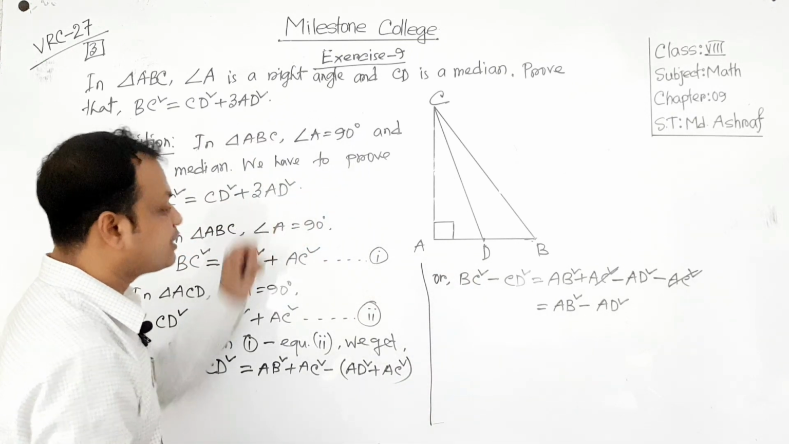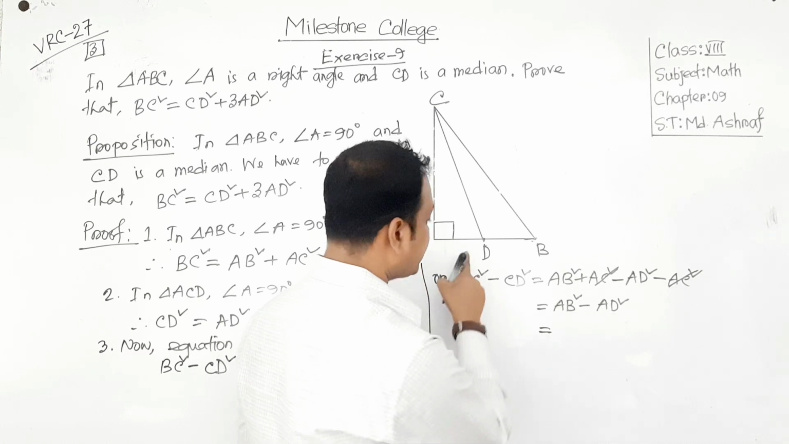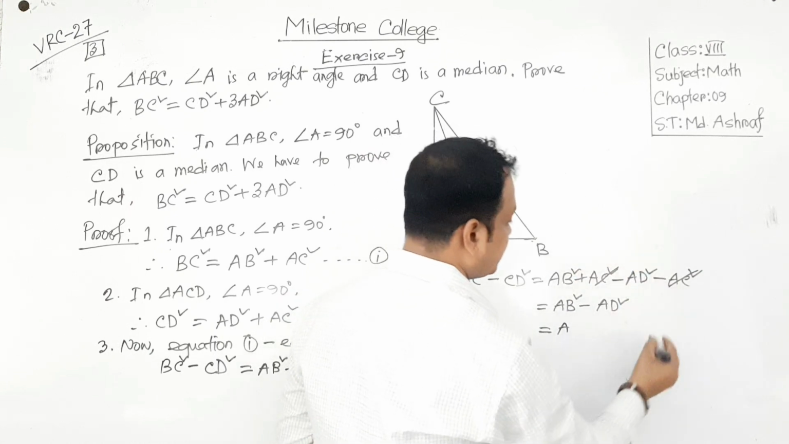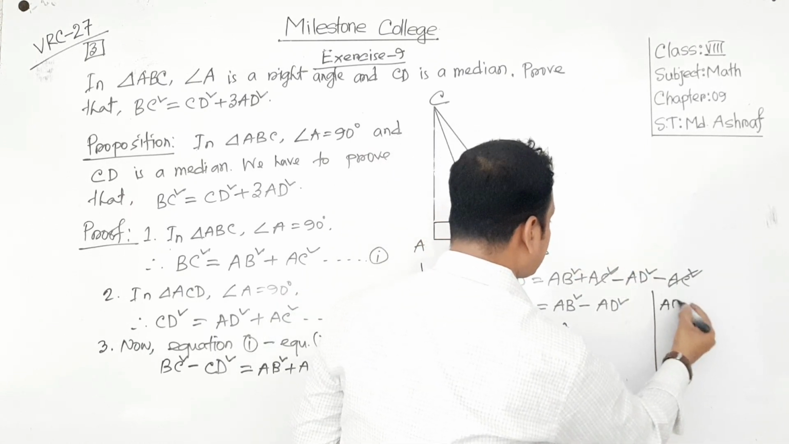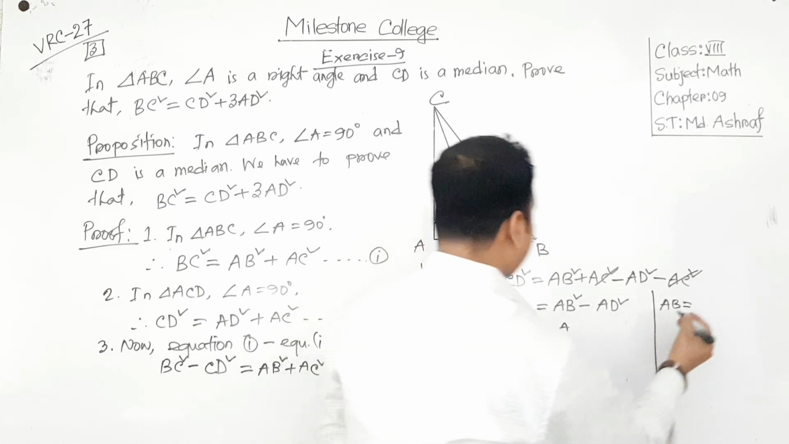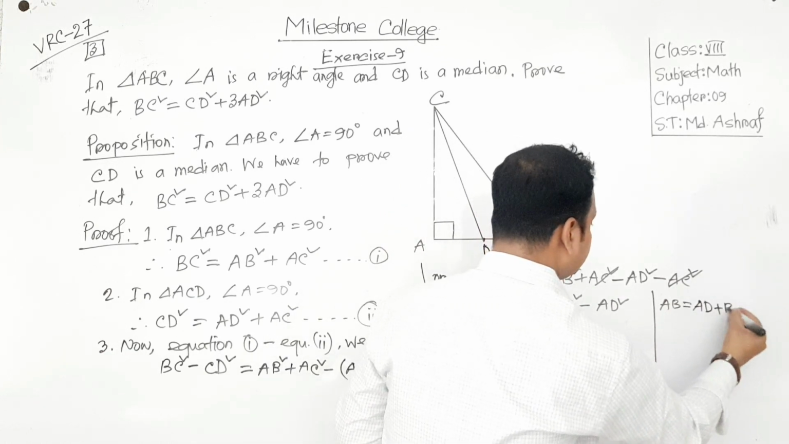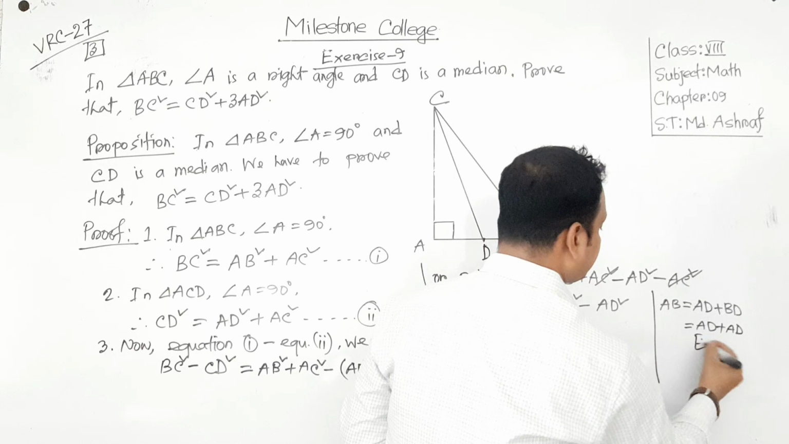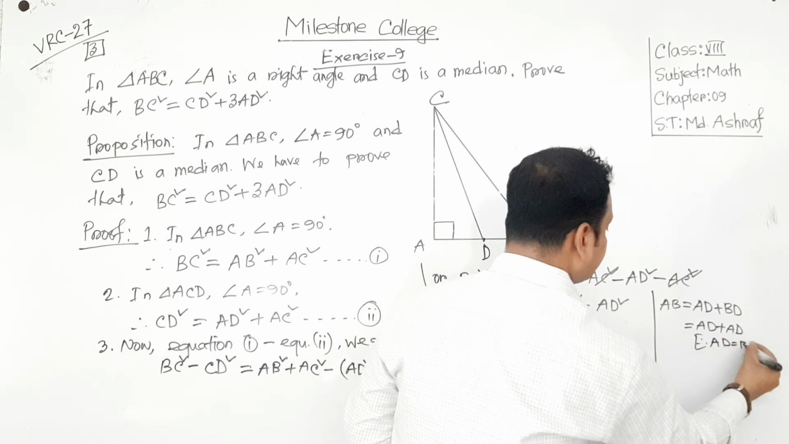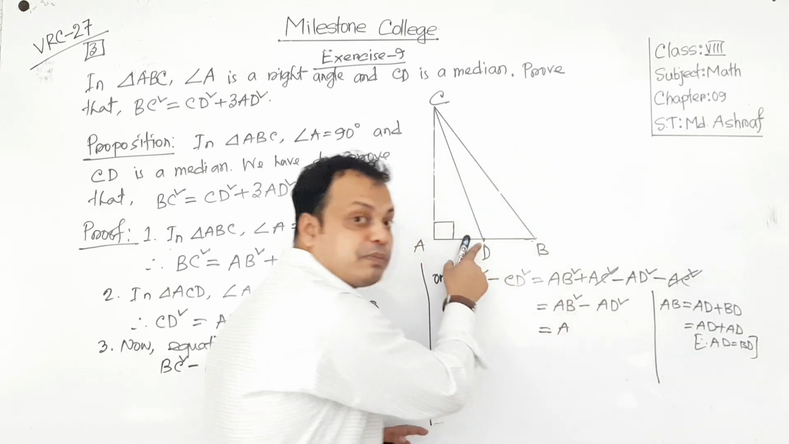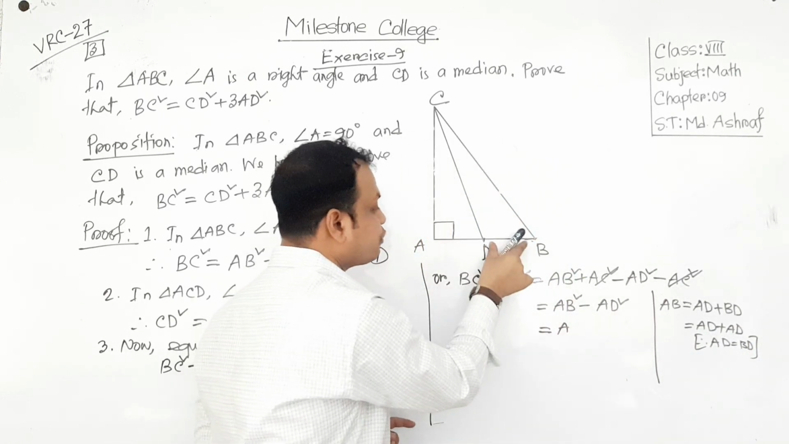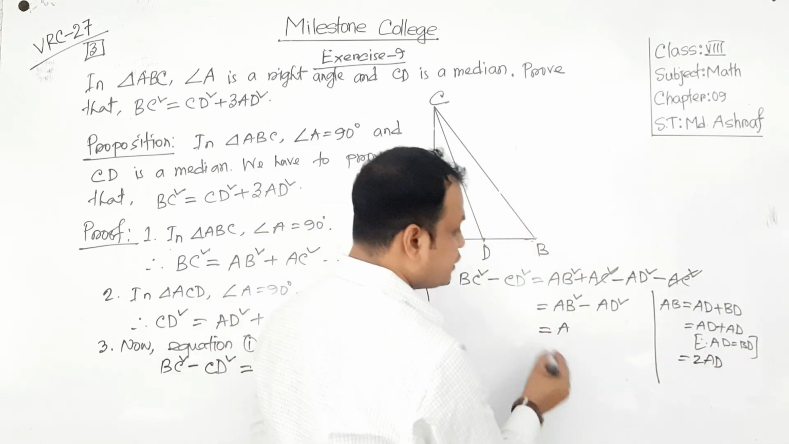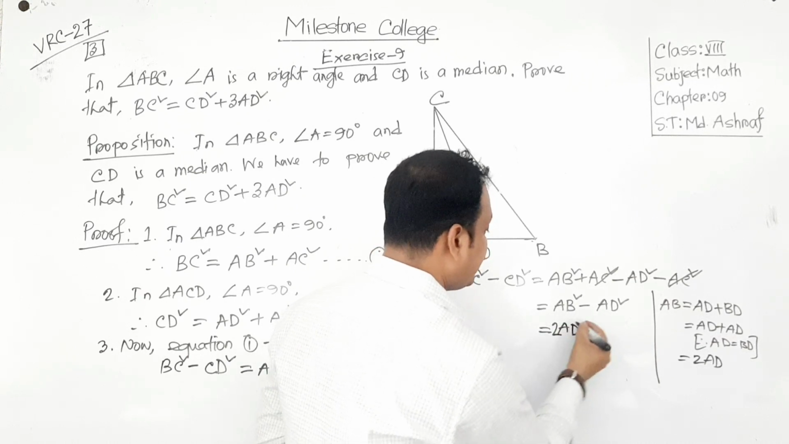CD square plus 3AD square. So AB, that means what? AB means AD plus BD. So I want to show it here. AB equals AD plus BD, that means AD plus AD. Why will it be equal? Therefore AD equals BD, because D is the midpoint. That means this length and this length will be equal. So we can say AB equals 2AD, and this is the value of AB.